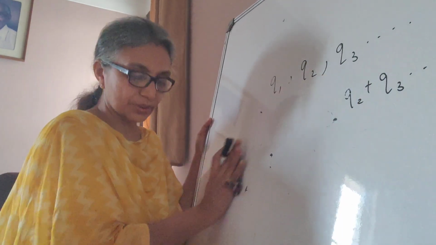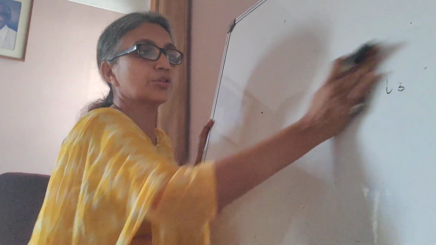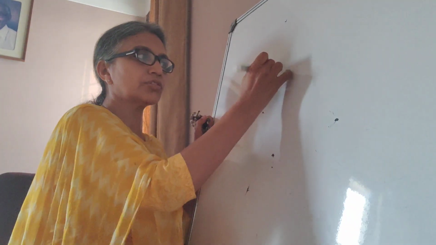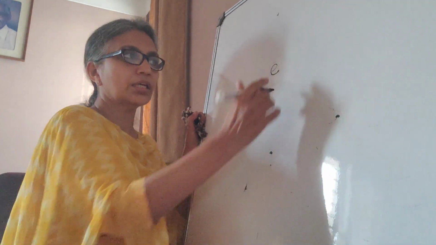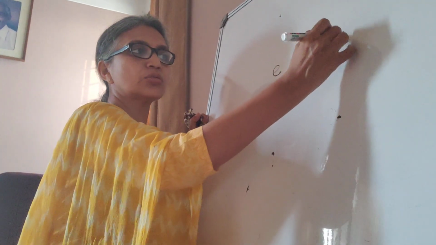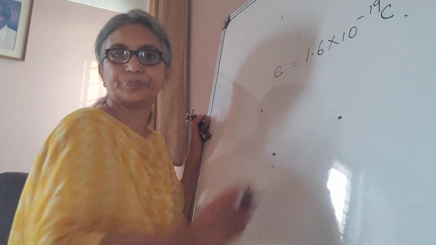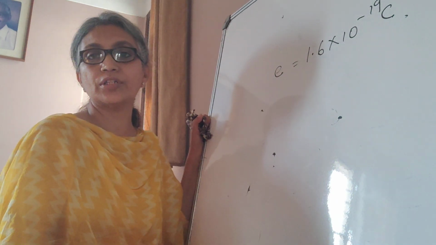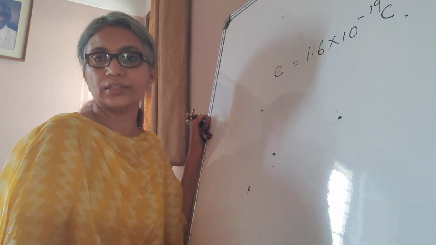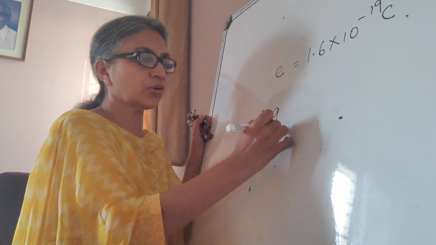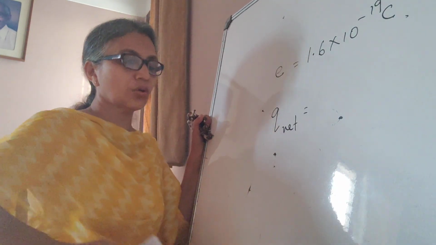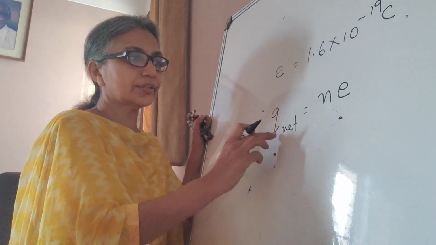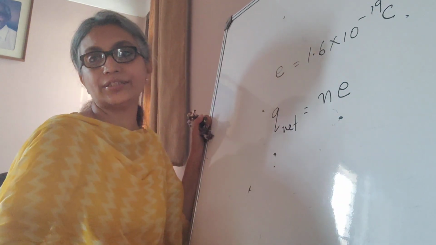The third property, you will see what I've written there, is quantization of charge. As you all know, I hope all of you know, the electronic charge represented by e is equal to 1.6 into 10 raised to minus 19 Coulomb. Now, if you take any charged body, the total charge in that body has to be an integral multiple of e. That means the net charge or the total charge on any charged body will be an integral multiple of this electronic charge, that is Q equal to ne, n being any integer.